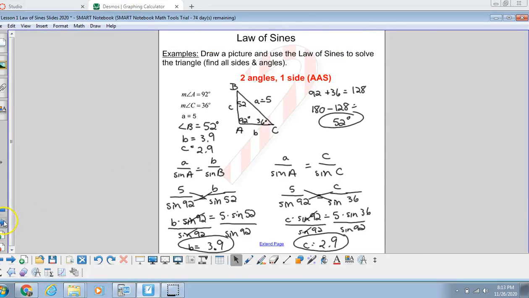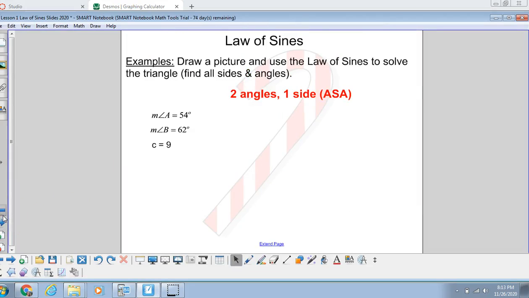Excellent. Okay, let's move on to our second example, where we have 2 angles and 1 side. Here we're given that our angle A is 54, B is 62, and C is 9. We could go ahead and find the third angle.